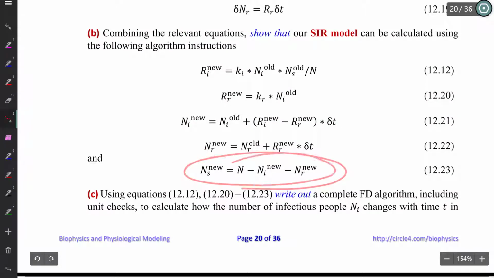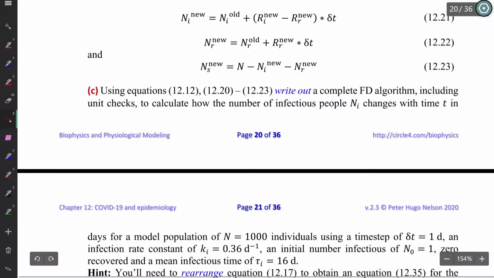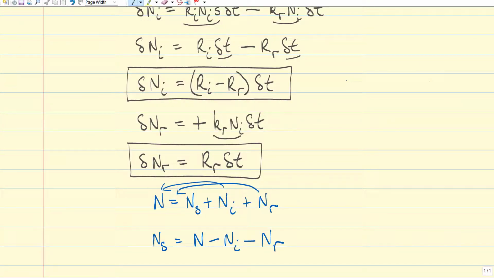So now we've actually derived all of those. And part C says write out a complete FD algorithm. And I happen to have done that before, so let me show you what I prepared. But you should actually try to write this out, right? Go through chapters 2 and 3 about writing algorithms and FD algorithms, and make sure you actually know how to do this. I'm showing it to you now because for this to make sense, you really need to have the algorithm right. So what I'm going to do is show you my answer.